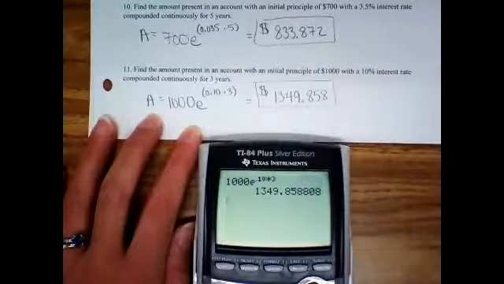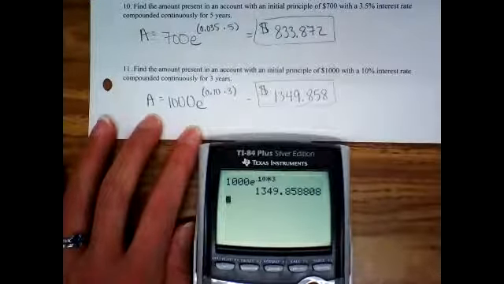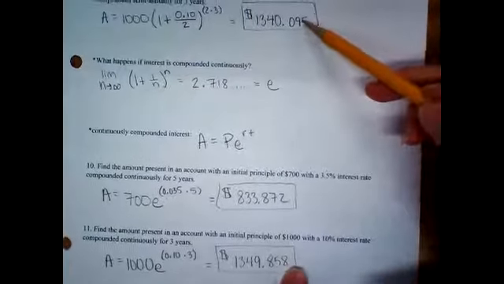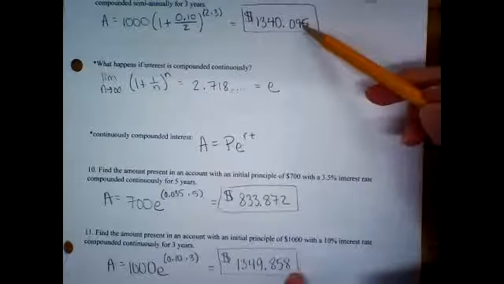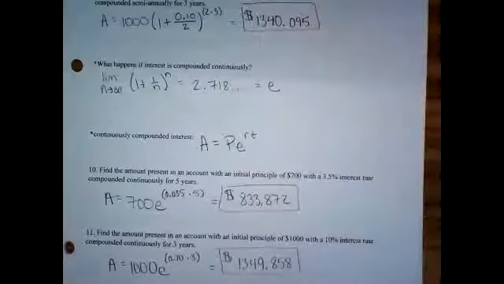I got 1,349.858. I would also accept 0.86, and I would also accept 0.859. I would accept any one of those. Now compare. Do you see how that's slightly more than this one? It was a little bit more of a difference because the interest rate was 10%. But again, the bigger the interest rate or the longer the amount of time, you're going to see a larger difference between those. So continuously is better.